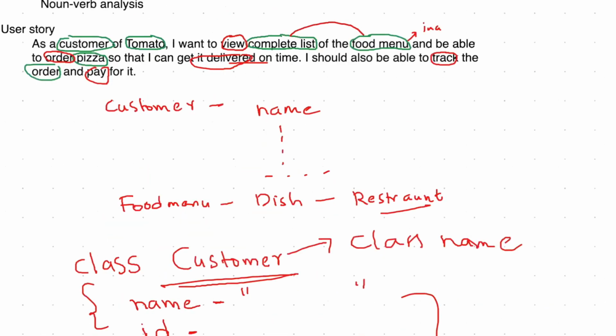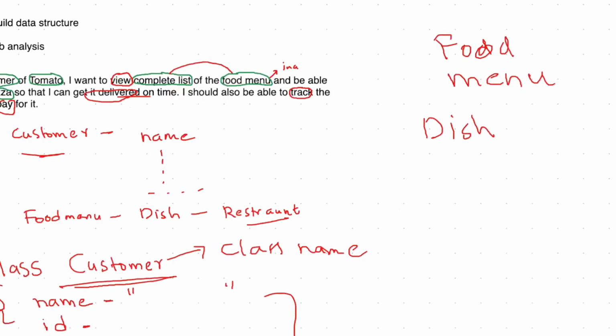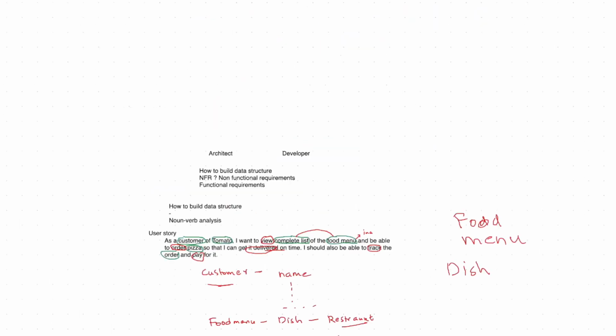Now, as I told you, there are multiple classes here, right? Let us say I have another class called menu, food menu. This is also a class or an array, you can say, or let's say dish. Now the question comes: you told me that you'll have class properties and functions. Pretty good. Now I have an action called view.